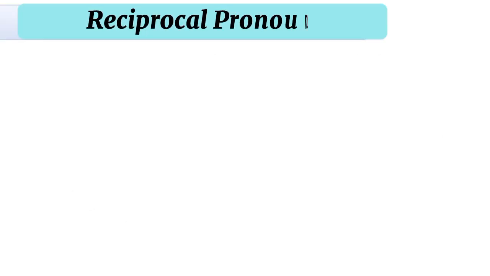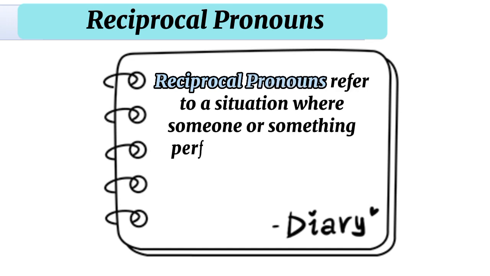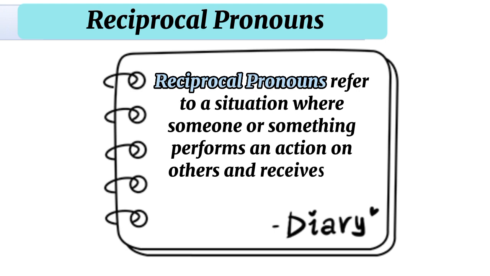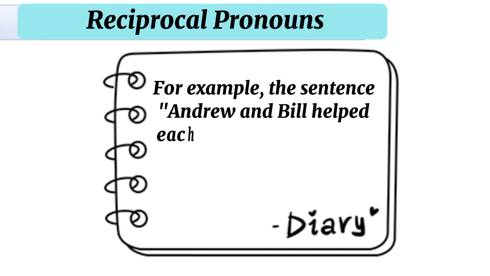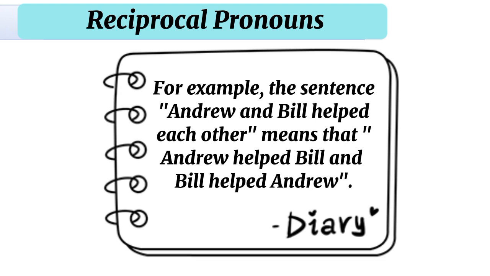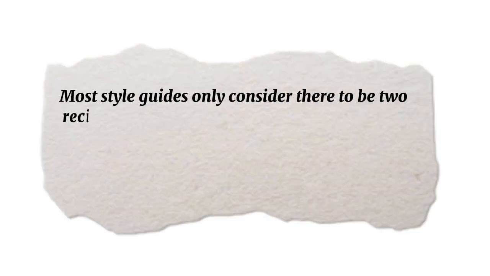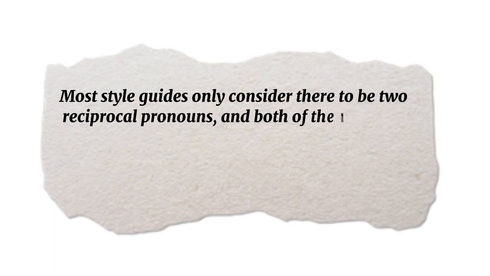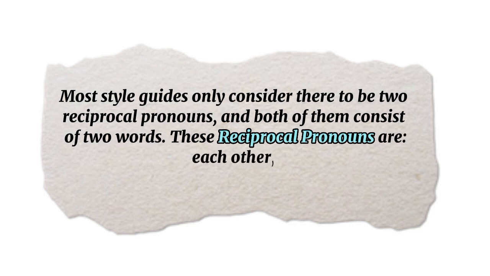Reciprocal pronouns. Reciprocal pronouns refer to a situation where someone or something performs an action on others and receives the same action in return. For example, the sentence "Andrew and Bill helped each other" means that Andrew helped Bill and Bill helped Andrew. Most style guides only consider there to be two reciprocal pronouns, and both of them consist of two words. These reciprocal pronouns are each other, one another.